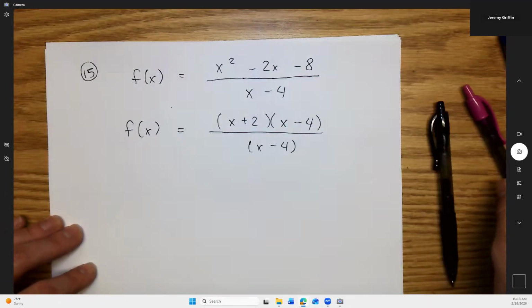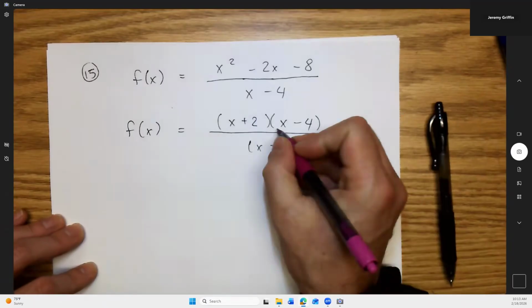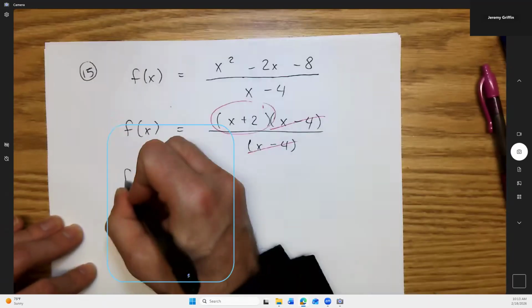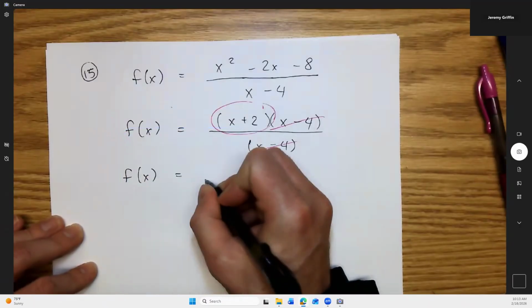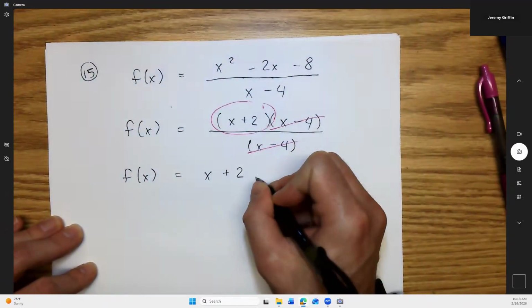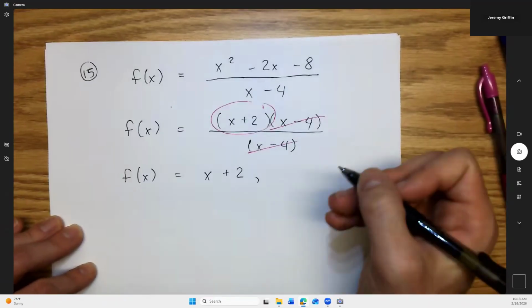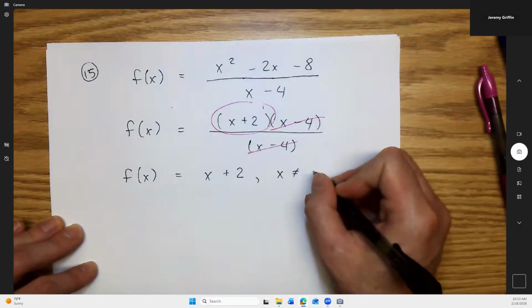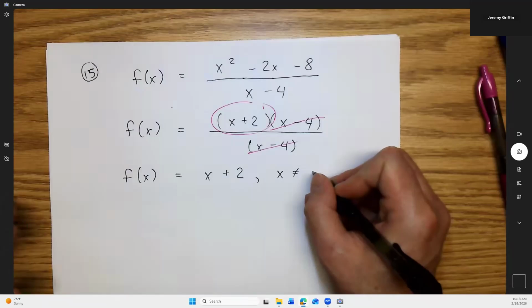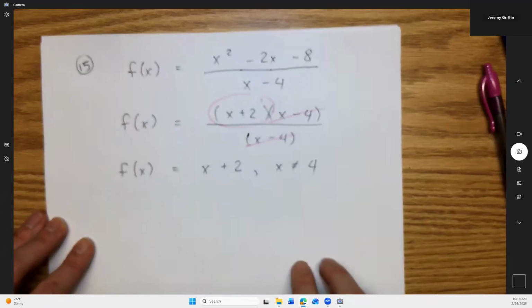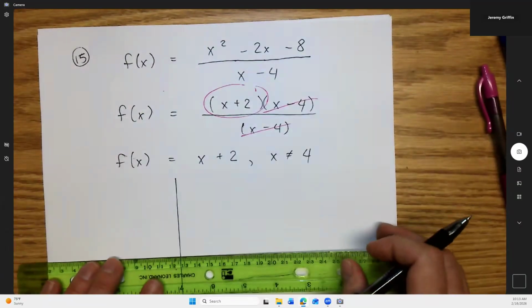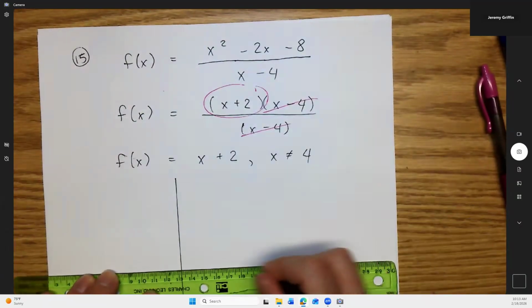Now, what do you guys see? You can cancel out the x minus 4. And that leaves you with x plus 2. So this equation actually is x plus 2. It's the same thing with one caveat. And that caveat is x is not allowed to equal what? Well, you can't divide by 0. 4. Yes, so 4 in that case, right? Okay. So let's just graph that. Right? And that looks a lot more like an Algebra 1 type graph, doesn't it?